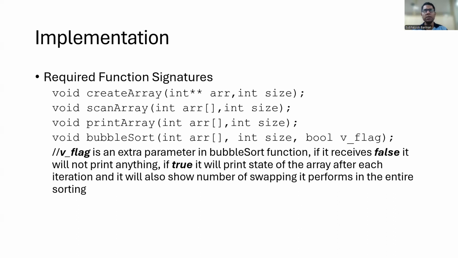Each iteration means I am talking about the iteration of the outer for loop, so that I can identify that in each iteration I am placing the highest element in the last valid position. And if this flag is true, it is supposed to print how many swappings it has performed. So basically, if you want to perform the analysis of this bubble sort algorithm, you should have this information. If you want to discard this information, you have to pass the false value to this function. Is it clear? So I hope you can implement this code in the lab. Thank you.